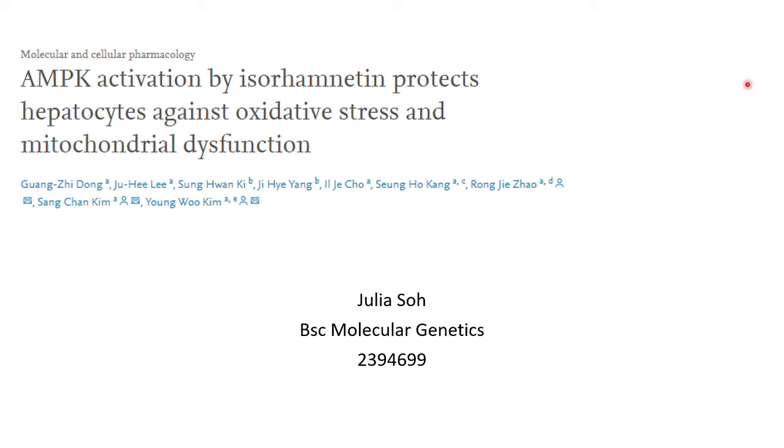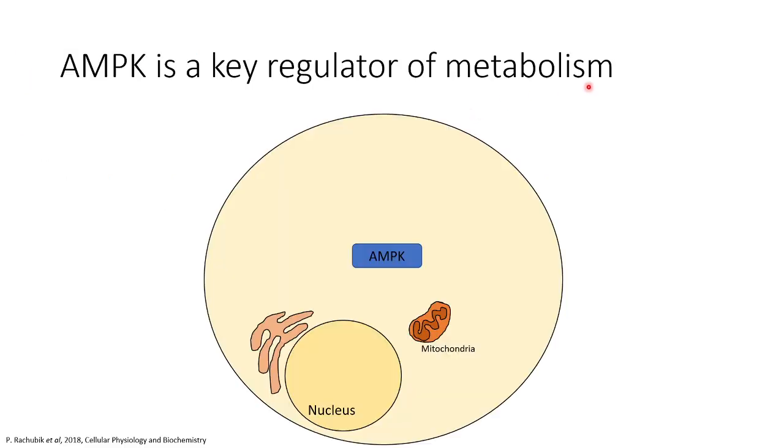I'll be doing an article review on AMPK activation by Isorhamnetin and how it protects hepatocytes against oxidative stress and mitochondrial dysfunction. So I would like to give an introduction on AMPK, otherwise known as AMP-activated protein kinase. It is a regulatory kinase for many catabolic pathways, including here a pathway for glucose deprivation where it activates the influx of glucose using GLUT4.